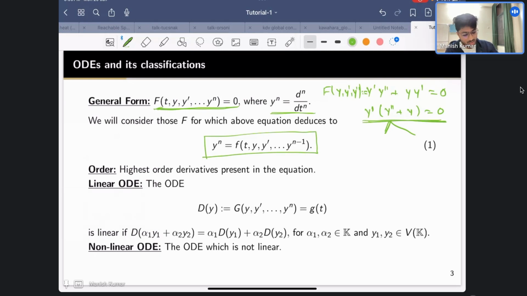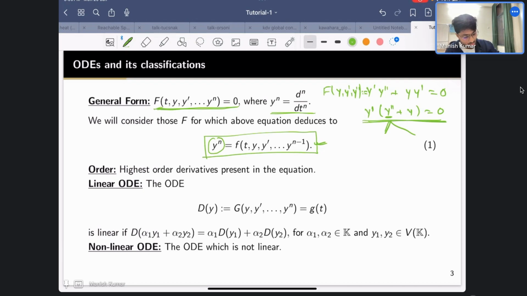So what we will consider in particular is a differential equation of this sort, where n is the highest order derivative of y which is involved in the equation. Let me first define the order of a differential equation. The highest order of the derivative present in the equation is called the order of the equation.